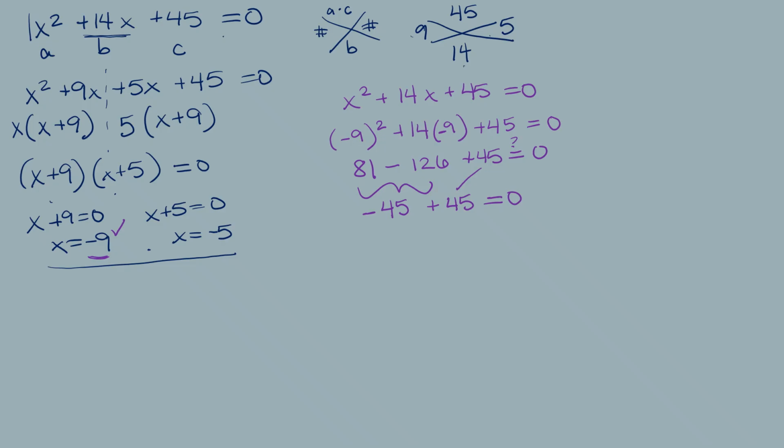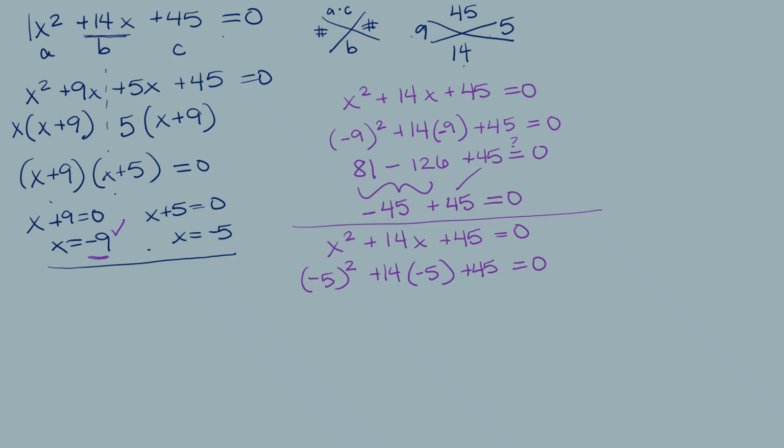And now we're just going to do the same thing with our -5. So I'm going to rewrite the original equation, and then we'll plug in. Again, that negative is glued to the 5, so it's going to travel with it into the parentheses. Plus this 14 times -5 plus 45 equals 0.